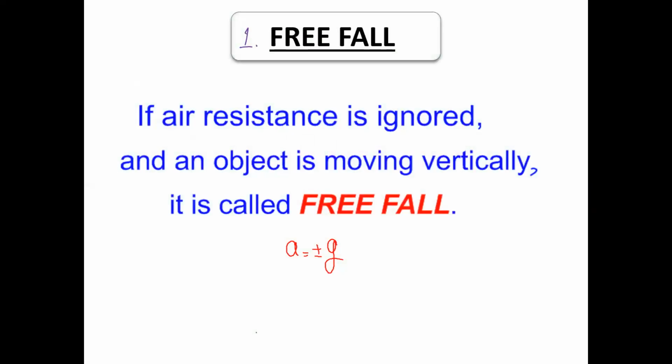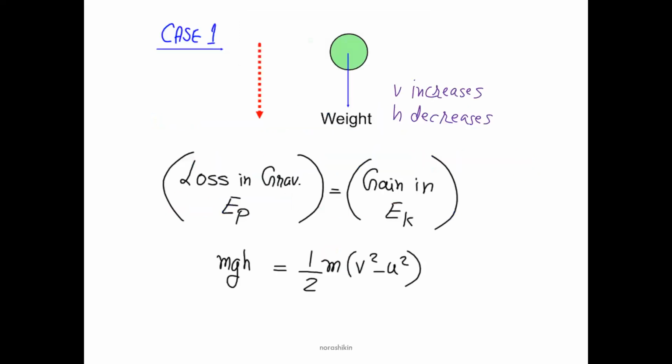The first and the all-time famous example: if air resistance is ignored and an object is moving vertically, it is called free fall. Acceleration is equal to plus or minus g. I'm putting the first case. The object is coming down. When the object is coming down, velocity increases and height decreases.